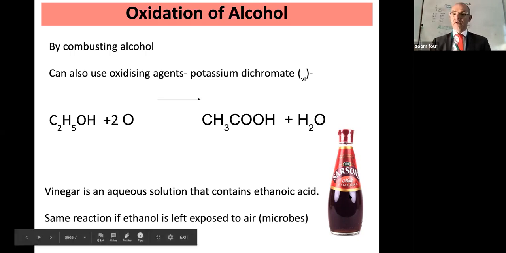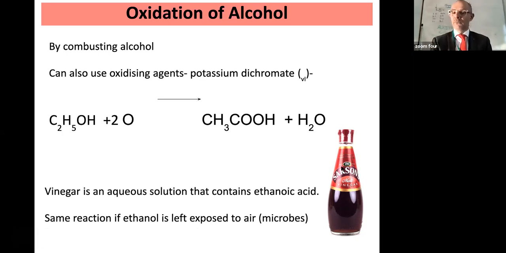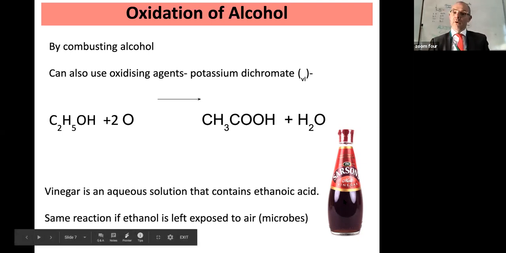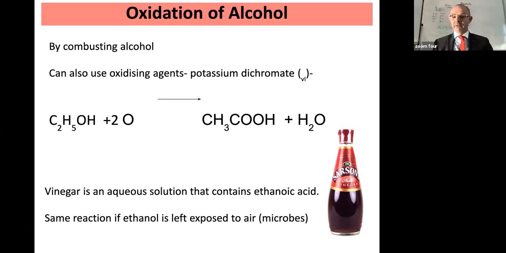So vinegar, for those of you who are doing French, it means sour wine. And we often produce it chemically now, but if you buy cider vinegar, apple cider vinegar, and red wine vinegar, it is just oxidized alcohol that has turned into ethanoic acid, which is the base of vinegar.